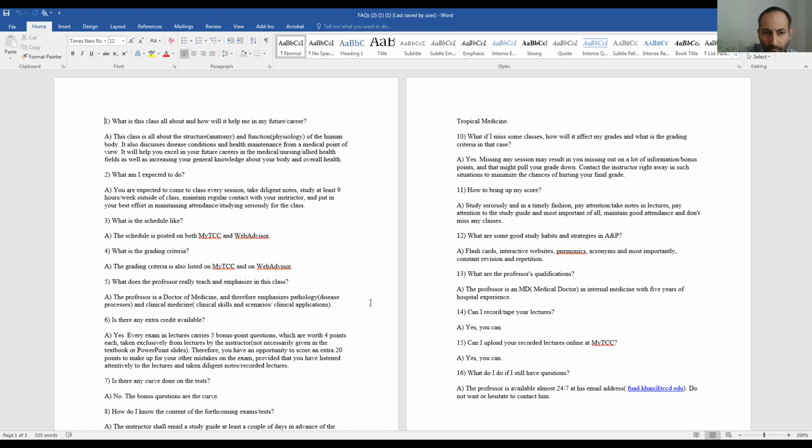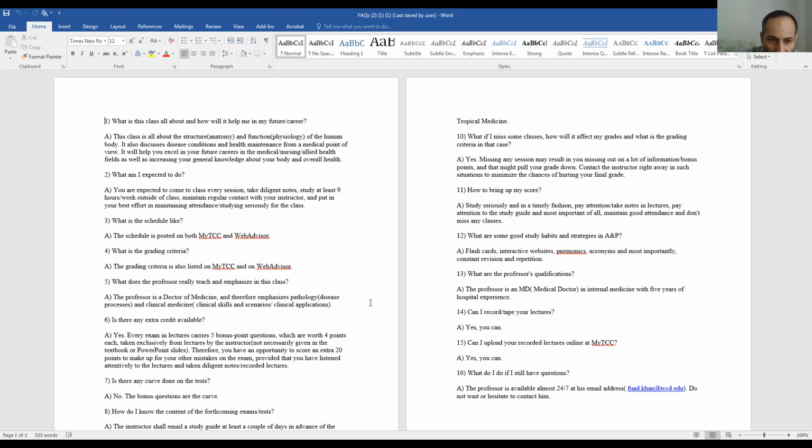What does the professor really teach and emphasize? Again, based on the fact that I'm a doctor of medicine, basically by training, I emphasize a lot of disease processes, right? Pathology, and then clinical medicine, which means, again, how would you examine a patient, right? How would you take a medical history from a patient, perform medical exams on the patient, and come up with a diagnosis, or rather a list of diagnoses, okay?